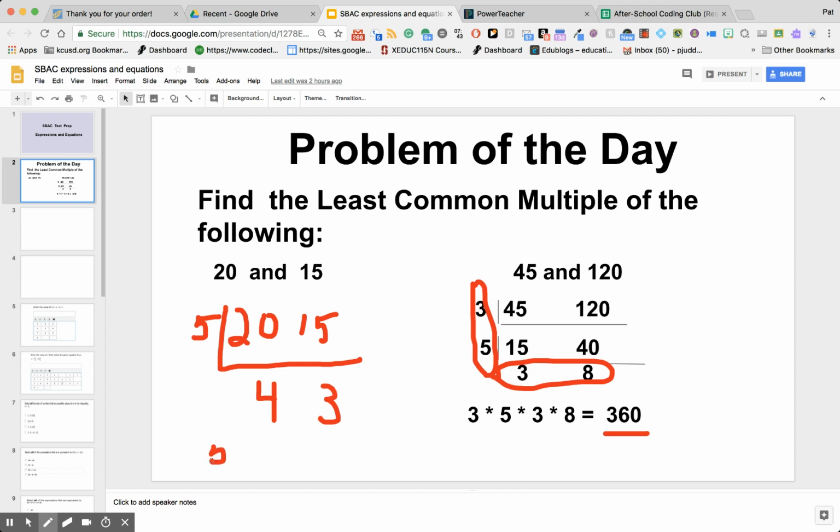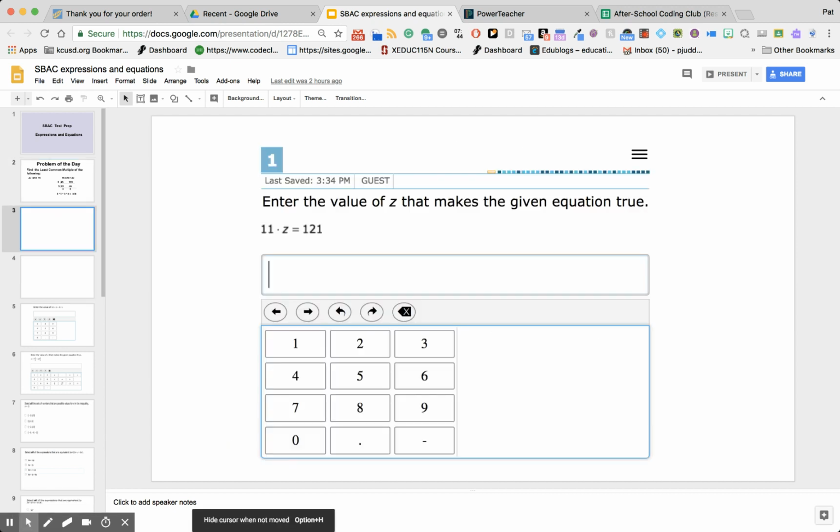So I'm going to multiply 5 times 4 times 3. 5 times 4 is 20. 20 times 3 is 60. And 60 is the least common multiple. You could have also written out the multiples of 20 and written out the multiples of 15 and circled the first multiple that they both share. It would still be 60. Good.